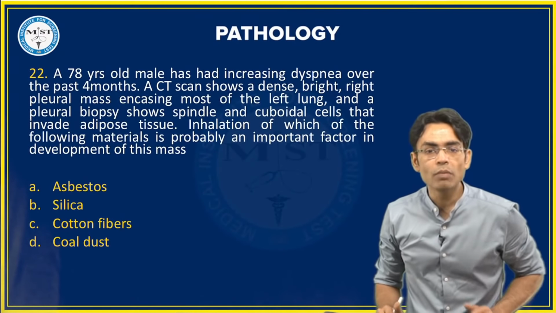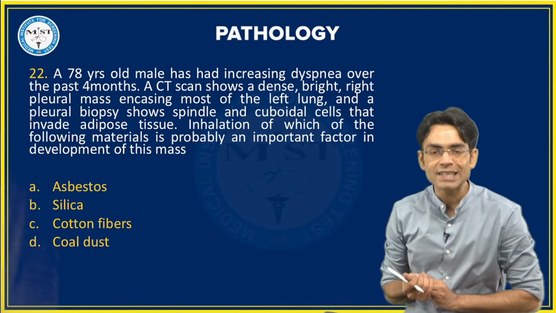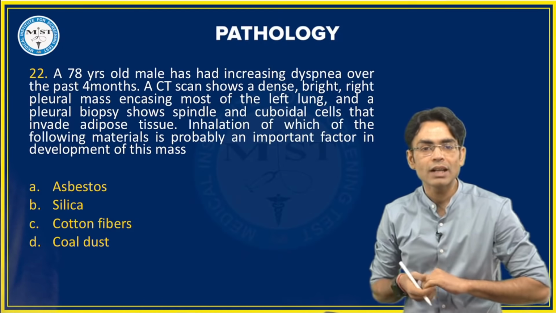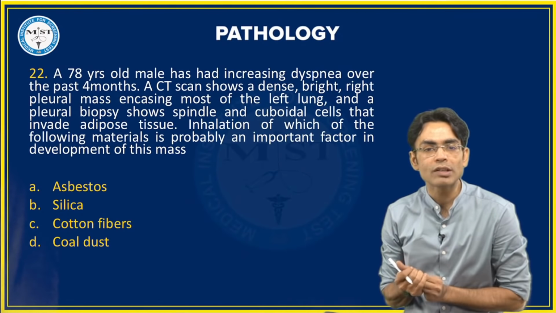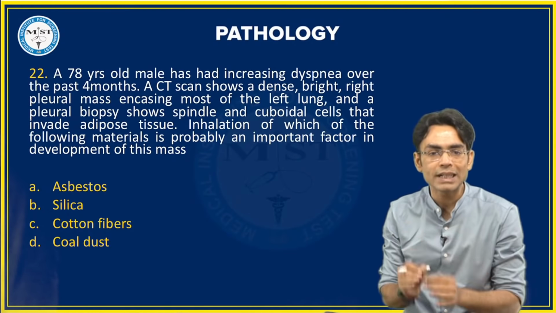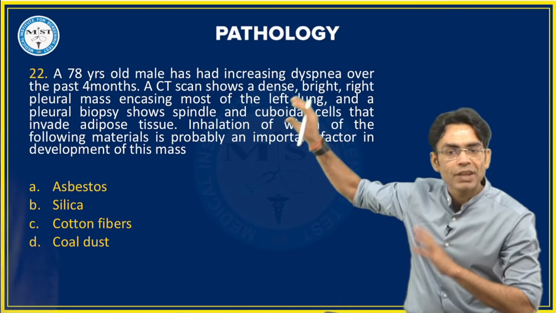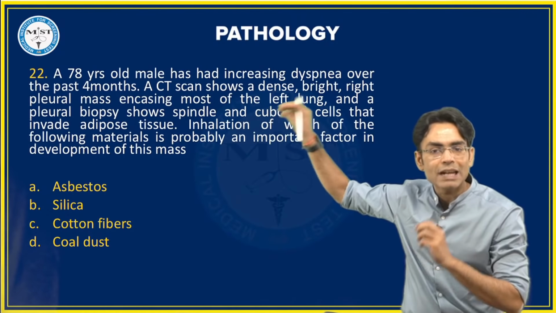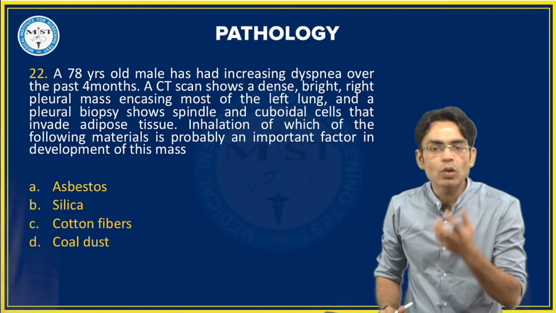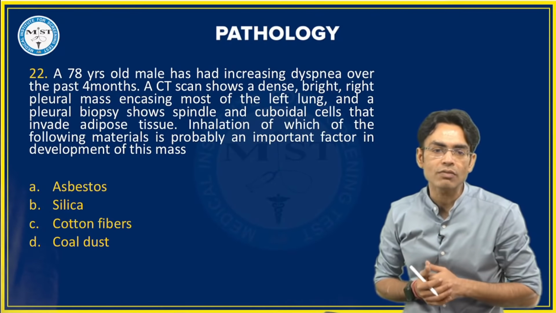A 78-year-old male has increasing dyspnea over the past 4 months. A CT scan shows a dense, bright, right pleural mass encasing most of the left lung, and a pleural biopsy shows spindle and cuboidal cells that invade adipose tissue. Inhalation of which of the following material is probably an important factor in developing this mass? Look, you are seeing invasion in the lungs. That means they are talking about lung cancer, and they are asking what is the material because of which the lung cancer could happen. Your choices are asbestosis, silica, cotton fiber, coal dust.